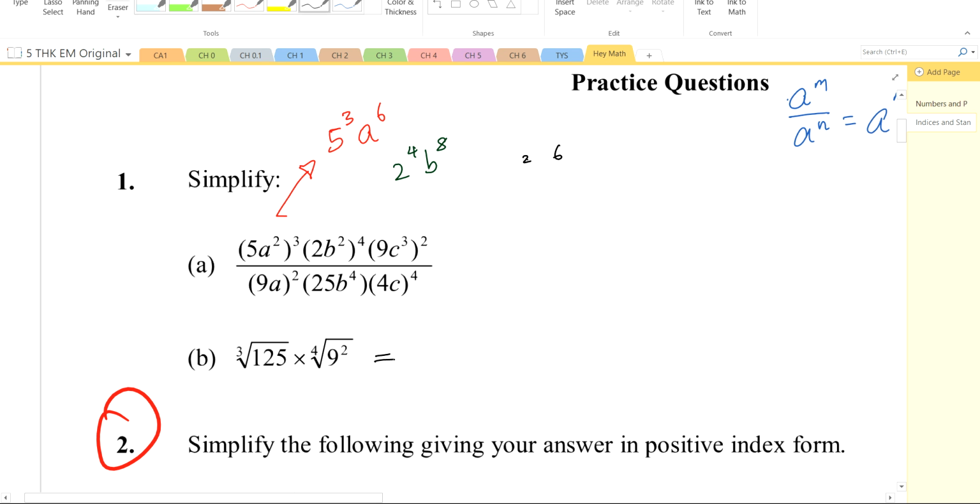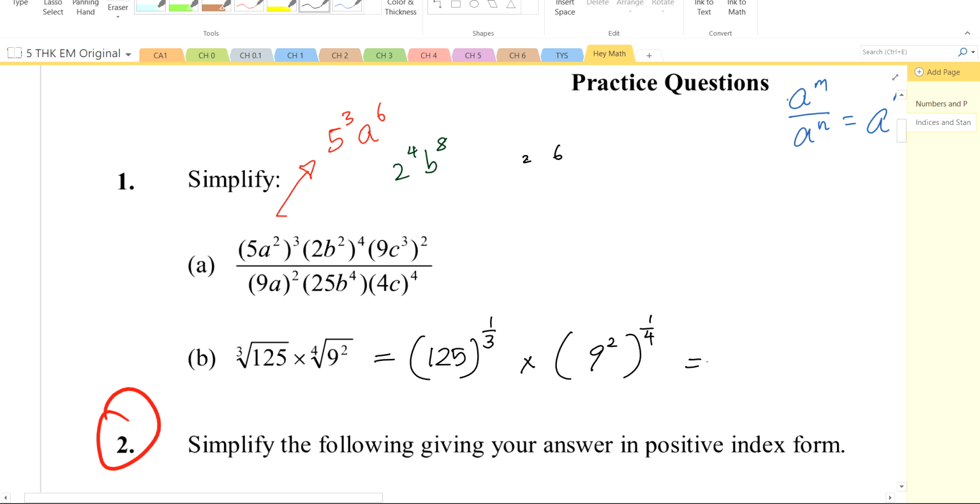Cube root of 125 is the same as 125 to the power of, is it 3? Negative, are you sure? 1 over 3, yes. This is 1 over 3. Okay. Next, we have multiplied by 9 squared to the power of 1 over 4.